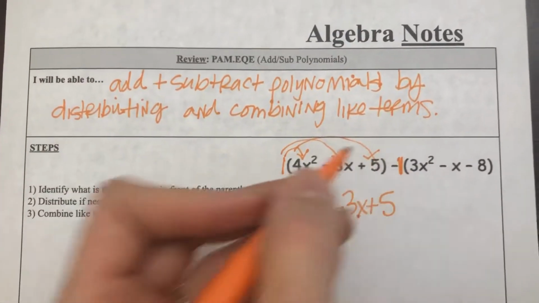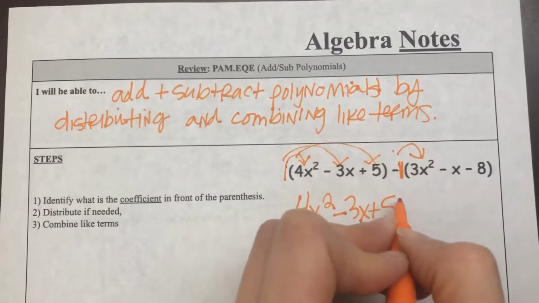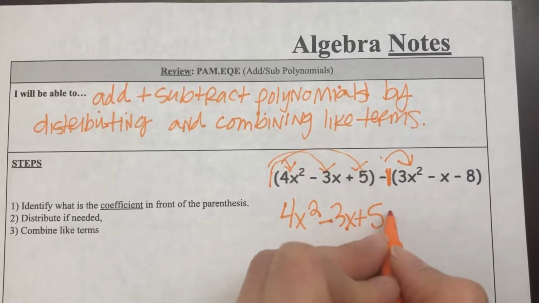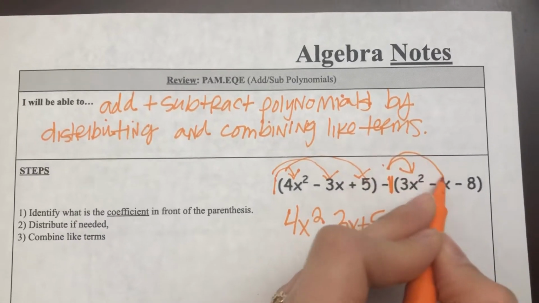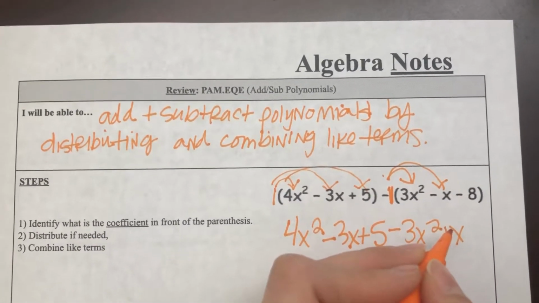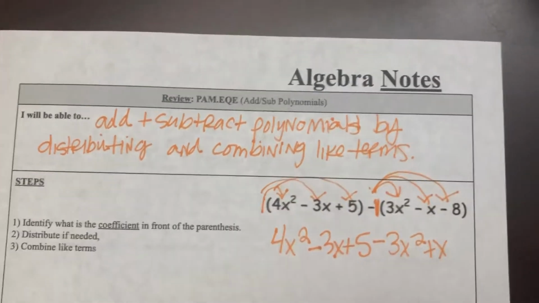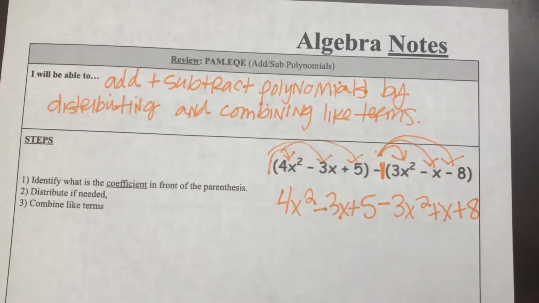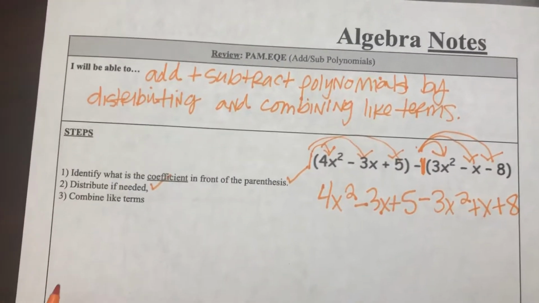Now I'm going to do the same thing on this set. Negative 1 times positive 3x squared is negative 3x squared. Negative 1 times negative x is a positive x because a negative times a negative is a positive. Then I have negative 1 times negative 8, which again, a negative times a negative is a positive, so now I have plus 8. So I have now done step 1, I have also done step 2.